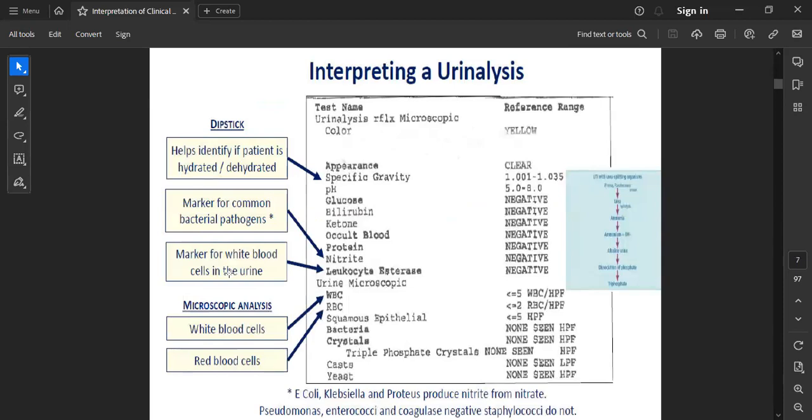So specific gravity is an assessment for hydration. It assesses how well the kidneys are able to concentrate urine. Some of these things like the nitrites are markers for bacteria. There are bacteria that produce nitrites, and if you have a UTI or something like nephritis, some of these bacteria will produce the nitrites and then they will appear in the urine, and you can tell that this patient has the said bacteria.